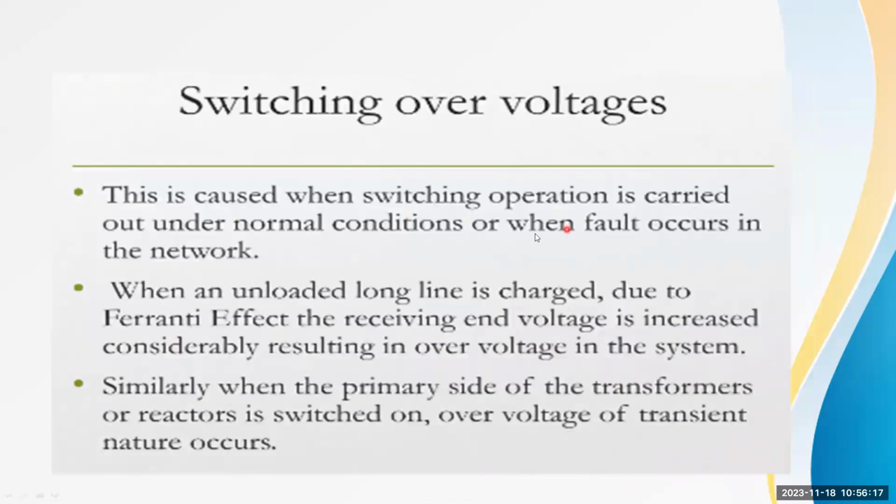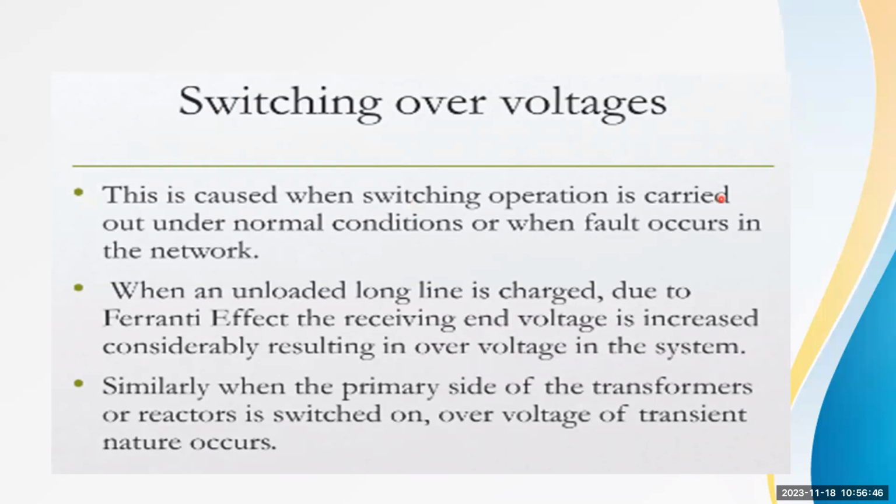And next, switching overvoltage. This is caused when switching operations are carried out under normal conditions. Switching operations means adding one big load into the power grid, and a switching surge takes place. That is called switching overvoltage. This is called when the switching operations, sudden adding of the load or sudden removing of the load into the grid or power system, cause switching overvoltages.